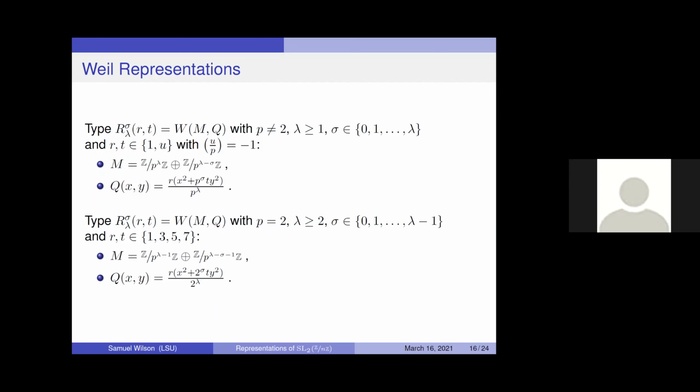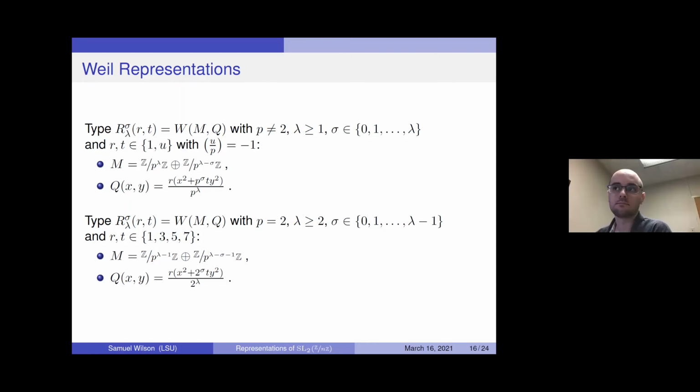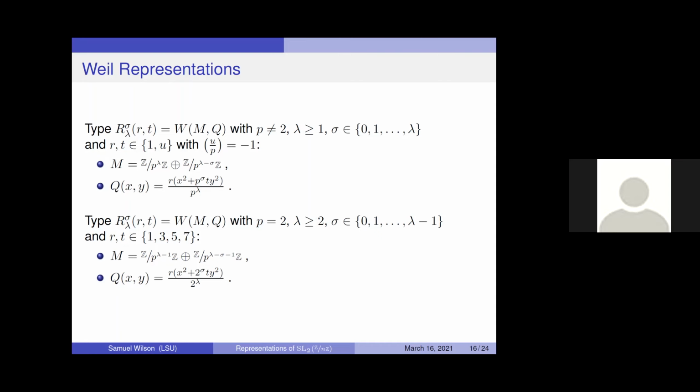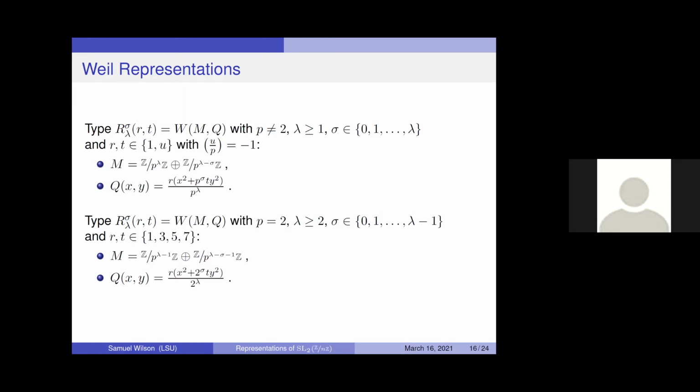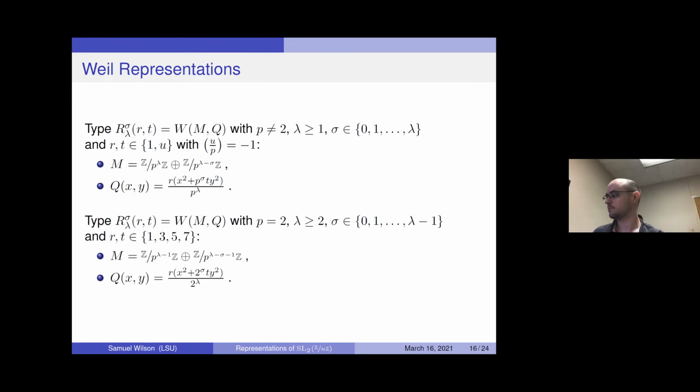Before going on, let me make sure I understand what you're saying. You're saying every representation of SL2 Z mod P to the lambda, for any lambda, is embeddable in one of these Weil representations, or what we want to call Weil representations. Yes, except in a very small number of cases where it doesn't embed in one of them, it embeds in the tensor product of two of them. But almost all of them embed in one. Yeah. Okay, I'm just asking. So you're describing in some sense all the ways to get representations of SL2 Z mod P to the lambda. Yeah, that's right. Okay. Yeah.